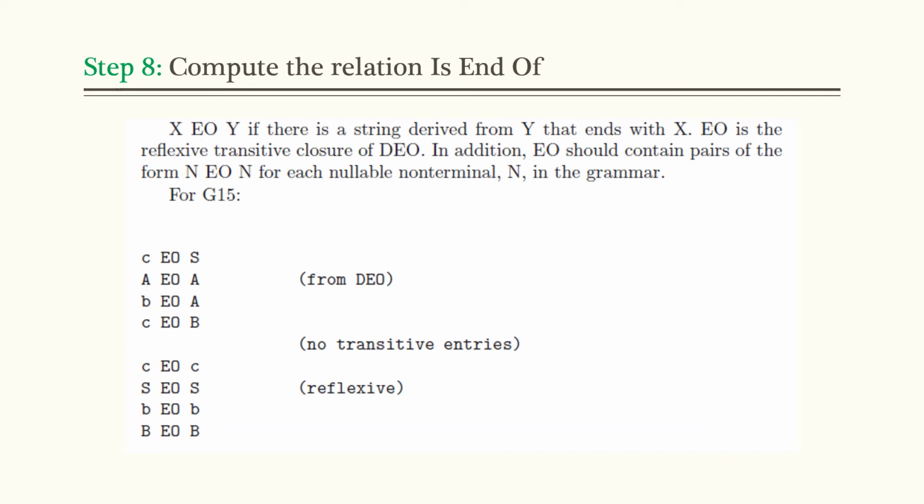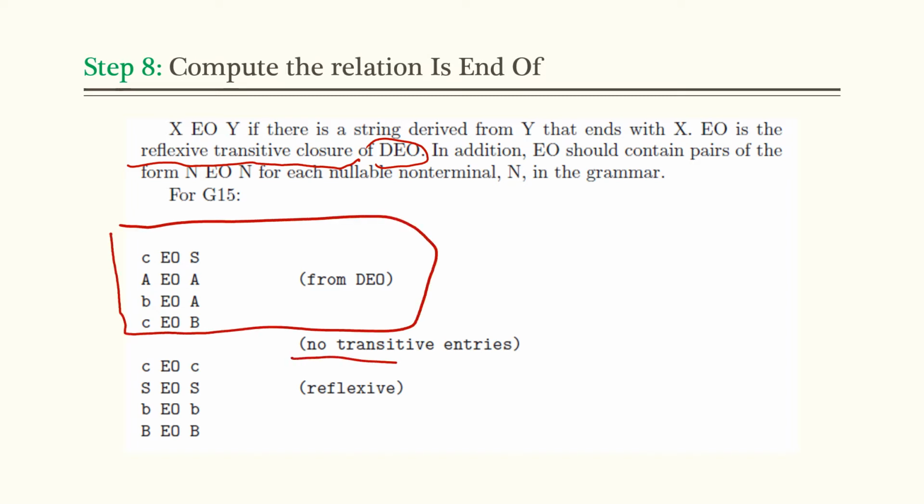Next, we move to step number 8, which is to compute the relation is end of. For is end of, we want to find the reflexive transitive closure from DEO. DEO is from step 7. So to find the reflexive transitive closure, there are 3 steps. First is to write down the DEO itself, the pairs from DEO. Next is to find the transitive. Third is to find the reflexive.